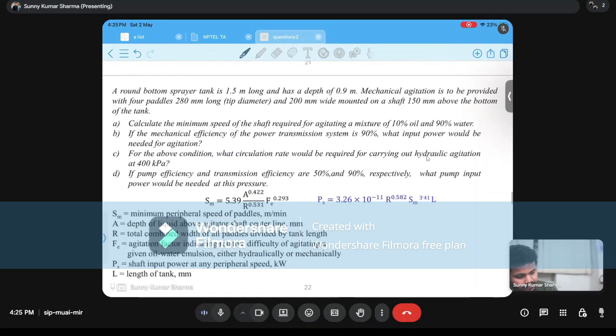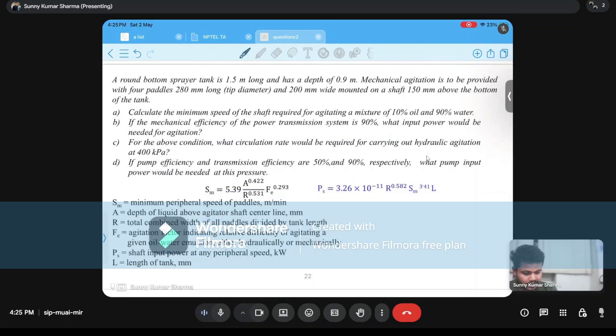And the next question is very conceptual regarding agitation. So here it is asked that a round bottom sprayer tank is 1.4 meter wide, 1.5 meter long and has a depth of 0.9 meter. Mechanical agitation is to be provided with 4 paddles 280 mm long and 200 mm wide, mounted on a shaft 150 mm above the bottom of the tank. So the first thing which we need to find is to calculate the minimum speed of the shaft. And for that a formula is given.